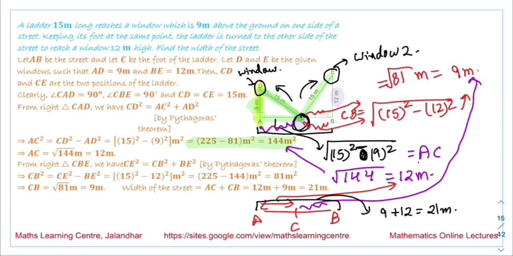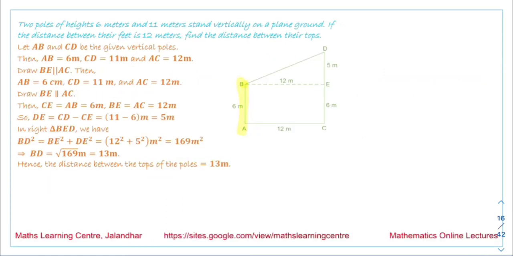Now next we have two poles of height 6 meter. One pole is of height 6 meter and the second is of height 11 meters. If we draw the perpendicular from B to this, this height is 6 meter, and this height will be 5 meter, because the total height is 11 meters. The distance between their feet is 12 meter, this distance over here. Find the distance between their tops.